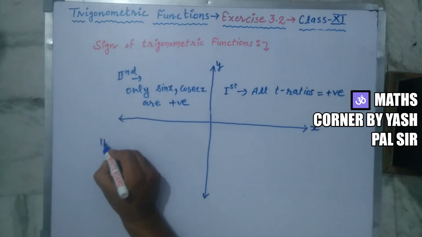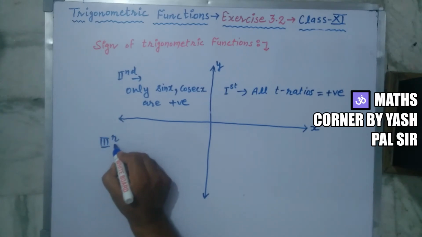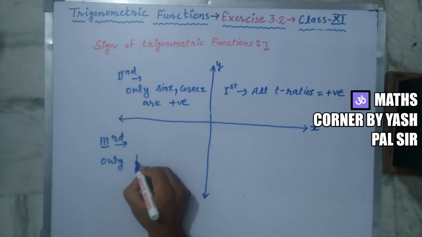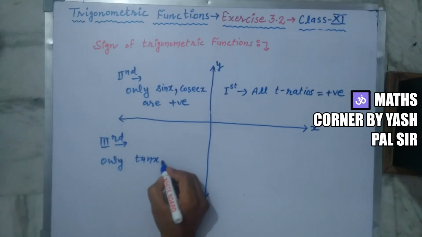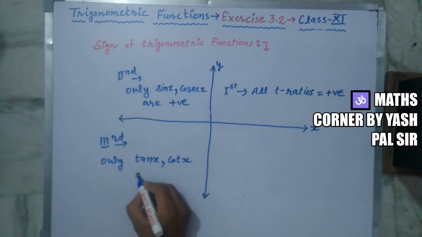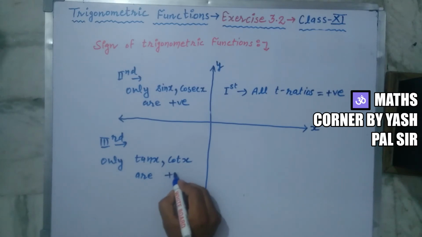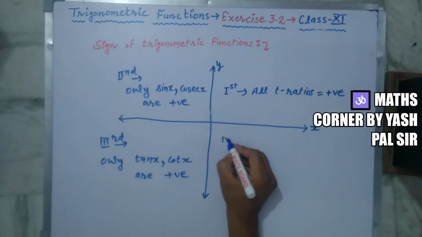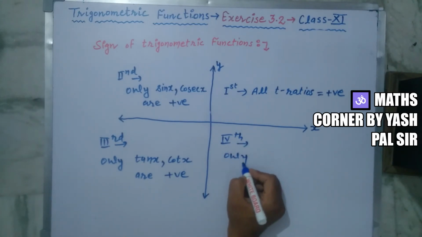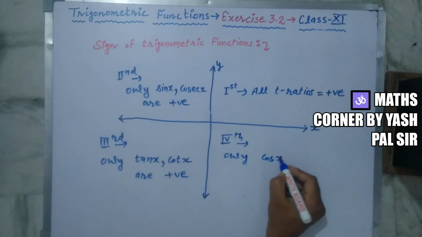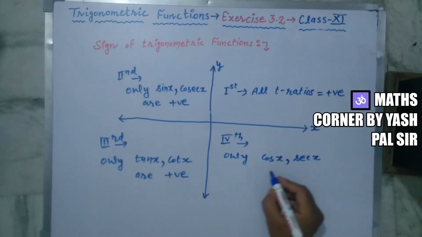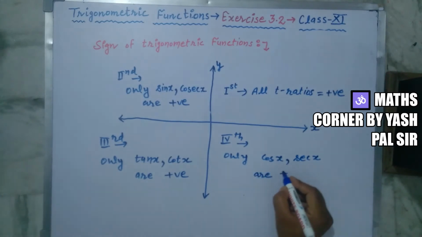In the third quadrant, only tangent x and its reciprocal, which is cotangent x, are positive. In the fourth quadrant, only cos x and its reciprocal, which is secant x, are positive.